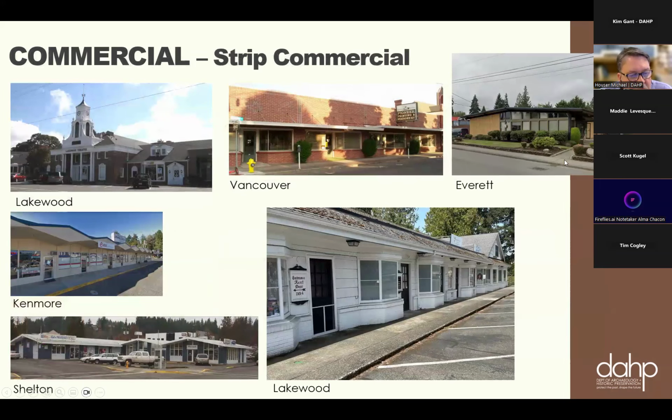Remember, there's strip commercial as well. So you've got buildings that might be in isolation as just a standalone commercial building out in Everett, or attached. Usually these strip commercial are attached buildings, all one building, sharing a facade, but have different stores within them. So just examples around, these things are quickly disappearing and many of them get heavily altered. So if you find one of these when you're out surveying, you definitely want to record them and document them. And if you're an owner, preserve them before they get remodeled.